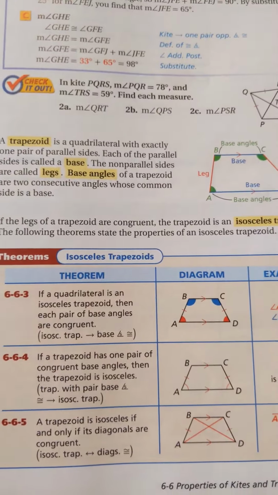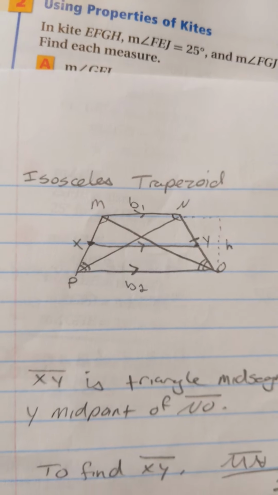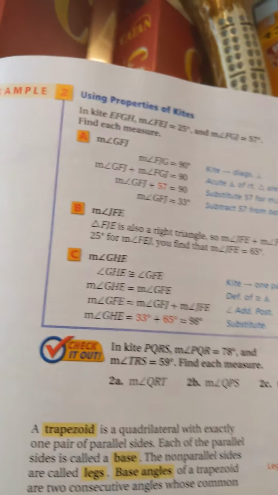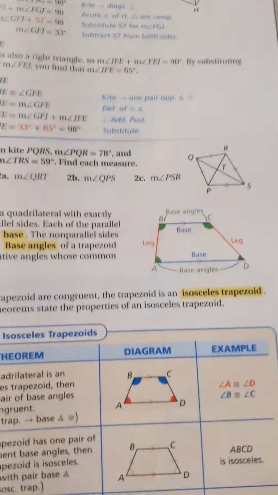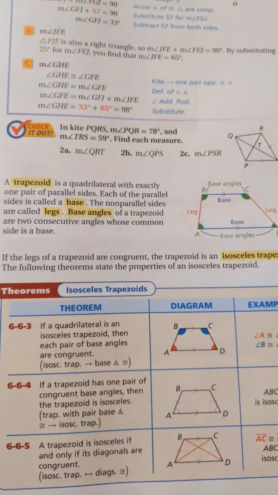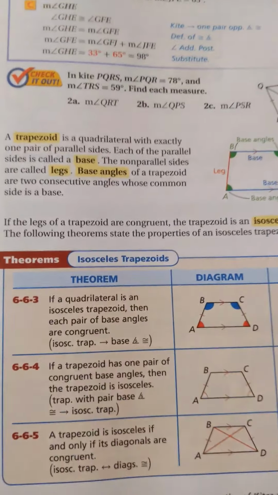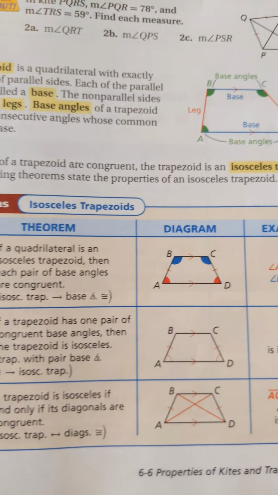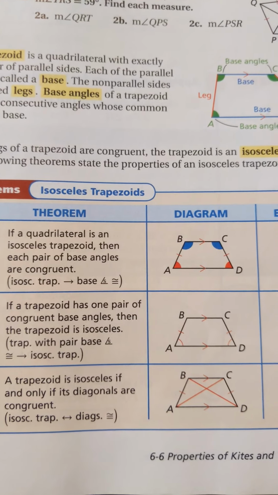Looking at trapezoids, we are most specific with what we would call an isosceles trapezoid. If you think about the shapes back in the day you used to play with, we see isosceles trapezoids. It starts out here with regular trapezoids. Look at the base angles, a couple of bases, a couple of legs. If a quadrilateral is an isosceles trapezoid, then each pair of these base angles are congruent. If a trapezoid has one pair of congruent base angles, then the trapezoid is isosceles.